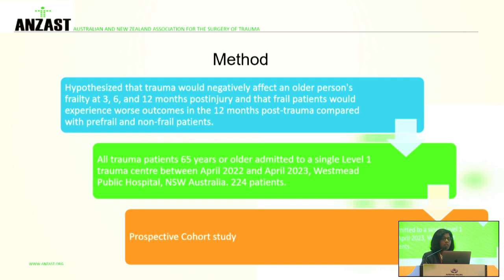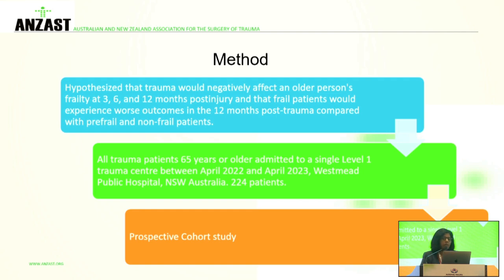All the trauma patients above 65 during a 1 year period were recruited into this study, and we recruited 224 patients. The hypothesis of this study was that trauma would negatively affect an older person's frailty at 3, 6, and 12 months post-injury, and that frail patients would experience worse outcomes in the 12 months post-trauma compared to pre-frail and non-frail patients.